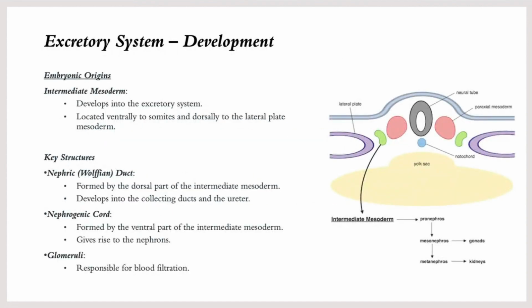Now, the excretory system and its development. The excretory system develops from the mesoderm, specifically the intermediate mesoderm, which is, of course, in between the lateral plate mesoderm and the paraxial mesoderm. Okay, the key structures which form would be the nephric or Wolffian duct, which we're going to mention in the reproductive system. The nephric Wolffian duct is formed by the dorsal part of the intermediate mesoderm, meaning the back part of the intermediate mesoderm, and then it's going to develop into the collecting ducts and the ureter.